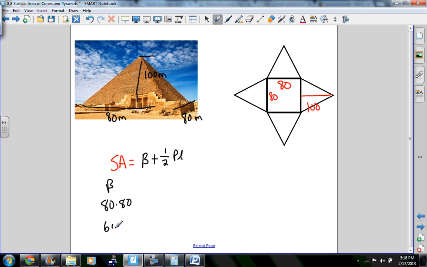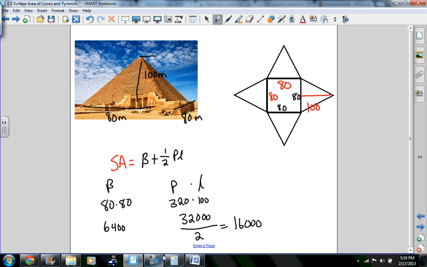Which is 6,400. The perimeter of the base, that's 80, that's 80, that's 80, that's 80, is 320. And we take that times our lateral height, which is 100. So we get 32,000. And then we have to divide that by 2, because our formula tells us to. So we get 16,000. And now we just add them together.